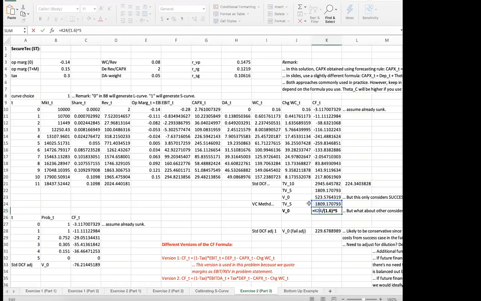Okay. So this number here I'm not going to be using yet. I'll refer to it a little bit later. So far we've just done these two calculations, right? Get the value of SecureTech at time 10, assuming things are successful, which is VT plus S. Exactly. This is VT.